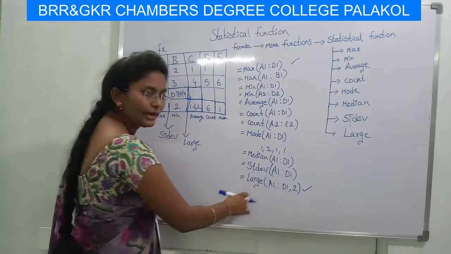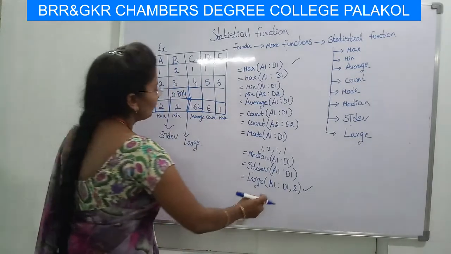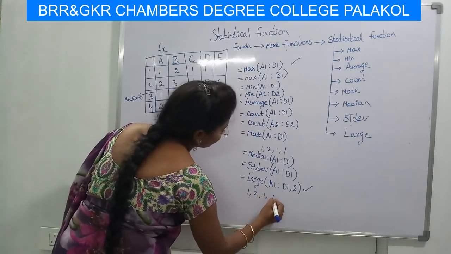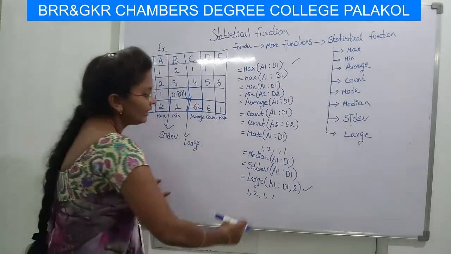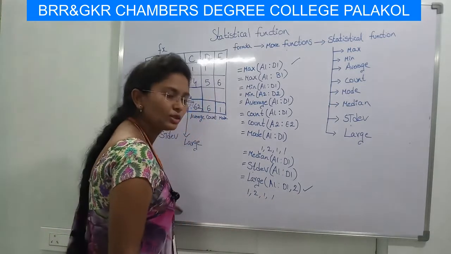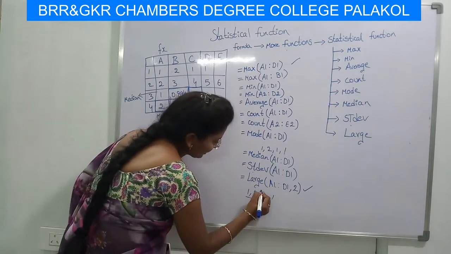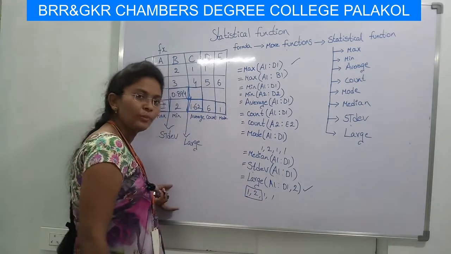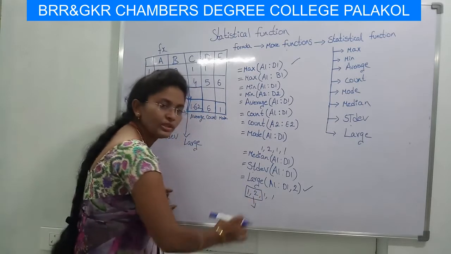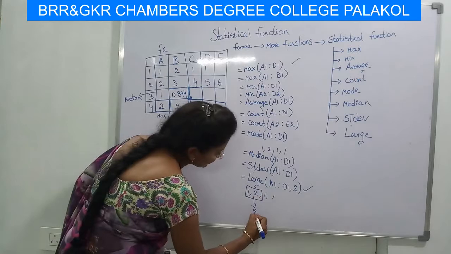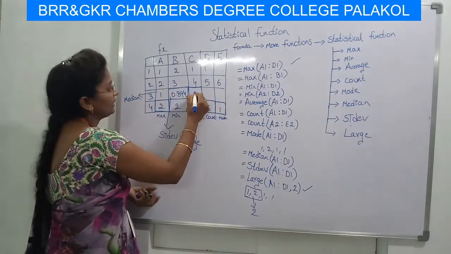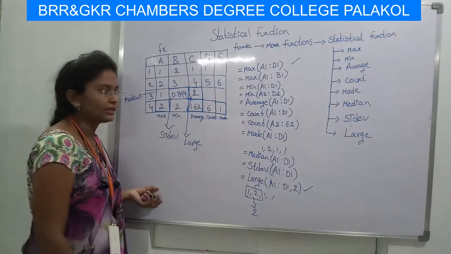How will it be calculated? The range is from A1 to D1, that means 1, 2, 1, 1. In these 4 cells, I mentioned the condition as 2. That means it will take up to 2 cells only, and it will display the large number out of these 2 cells. Then the large number is 2. This answer will be displayed here in the C3 cell.